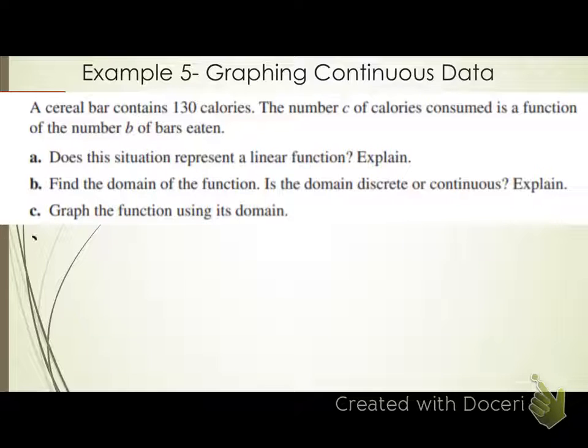So letter A. Does the situation represent a linear function? Explain. Is this going to be linear or nonlinear, and why? I'll say nonlinear because, I'm trying to think. I guess it could be. I don't know what I'm saying. Okay. Anyone else have any thoughts? I'm not saying Ryan's right. I'm not saying Ryan's wrong. I'm just needing an explanation with it.